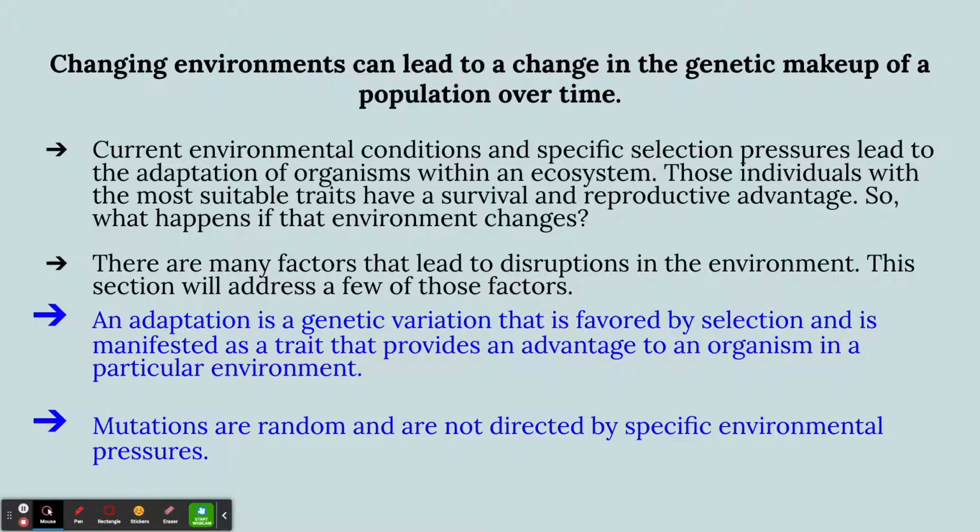We know mutations are random and are not directed by specific environmental pressures. So any mutations that give some sort of adaptation are completely random and due to chance. And if it happens to work in a specific environment under those environmental pressures, it is considered an adaptation and it is giving that species good fitness.